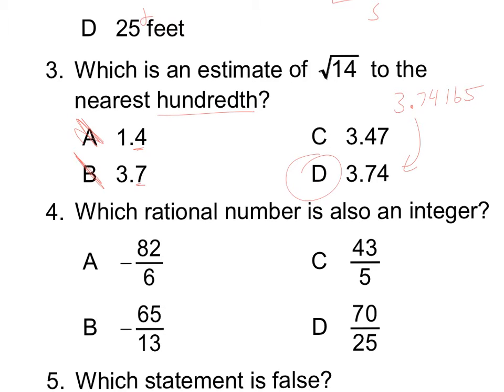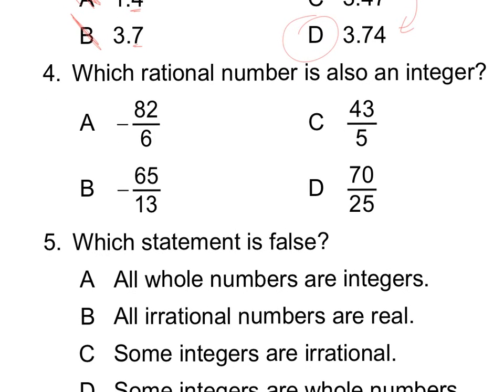All right, so again, very calculator heavy. It says, which rational number is also an integer? Now, we know these are all rational numbers because they're all written as fractions. An integer, if you think back, is a positive or negative whole number. So one of these fractions is actually a whole number. So, let's change them to decimals.